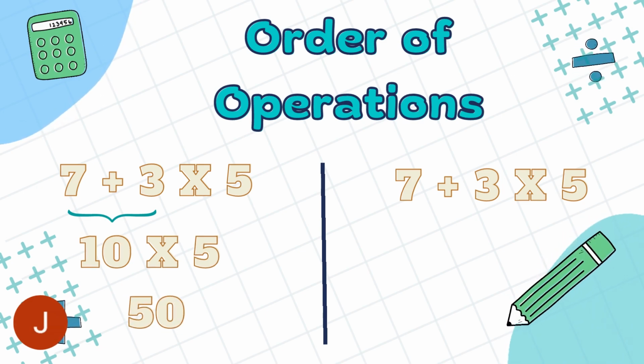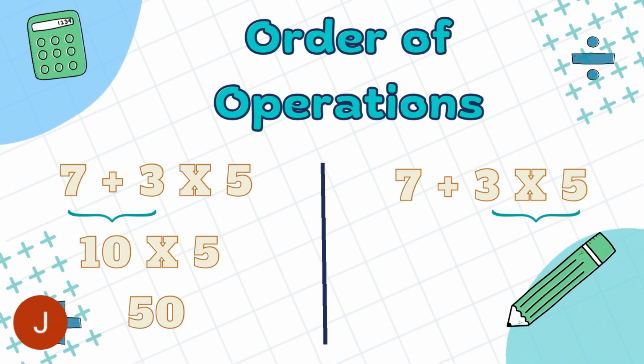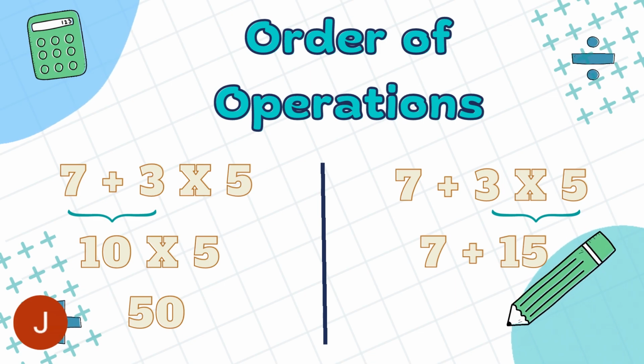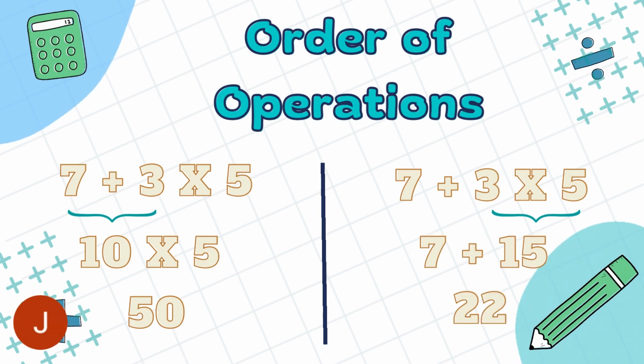Now, I'm gonna try to solve the other equation in a different order. Instead of starting with the plus, I'm gonna start this time with the multiplication. So I'm gonna start with this part here, which is the 3 multiplied by 5. I drop the 7, and the 3 multiplied by 5 gives me 15. Okay? Now adding 7 and 15 gives me 22.